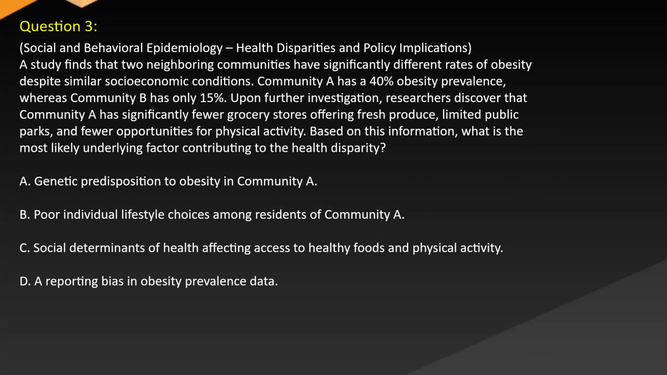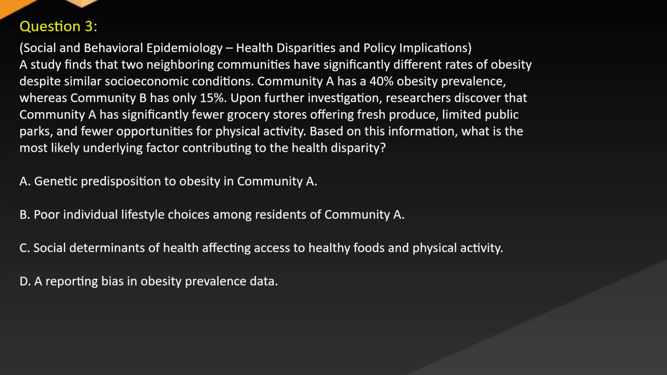Question 3. Social and behavioral epidemiology. Health disparities and policy implications. A study finds that two neighboring communities have significantly different rates of obesity despite similar socioeconomic conditions. Community A has 40% obesity prevalence, whereas Community B has only 15%. Upon further investigation, researchers discover that Community A has significantly fewer grocery stores offering fresh produce, limited public parks, and fewer opportunities for physical activity. Based on this information, what is the most likely underlying factor contributing to the health disparity?